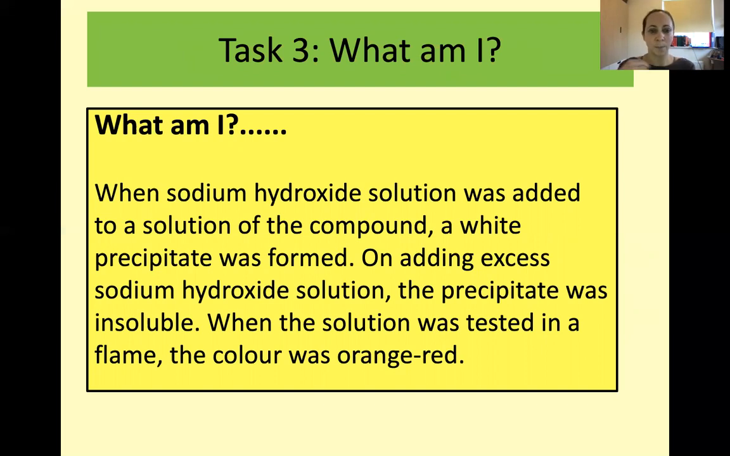Okay, let's work through the puzzle then. So we've done a precipitation test. We've added sodium hydroxide solution and we've got a white precipitate. So at this point it could be calcium, or it could be magnesium, or it could be aluminium. We've added excess sodium hydroxide solution and the precipitate is insoluble. So we know it can't be aluminium, so we're down to calcium or magnesium now. We flame tested the solution and the colour's gone orange red. Well, magnesium doesn't react in a flame test, so it can't be magnesium. We know that calcium produces that orange red colour, so our unknown is calcium. Hopefully you got that one right.